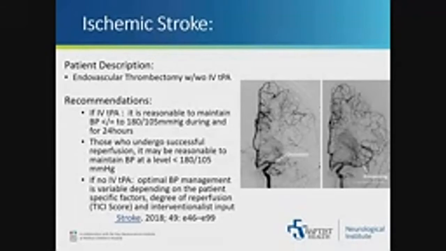So practices vary between normotensive goals, a 20% reduction from their blood pressure at admission, and also permissive hypertension. So patients that can't be reperfused at all, they can't get that clot out, we're definitely going to have a higher blood pressure in those patients in order to try to perfuse that area, just like as if we did nothing to the patient initially.